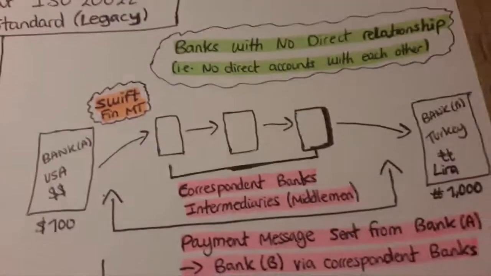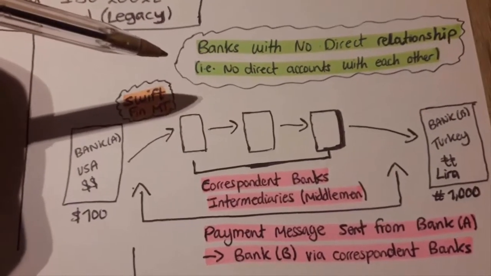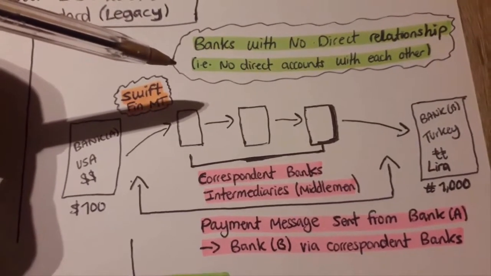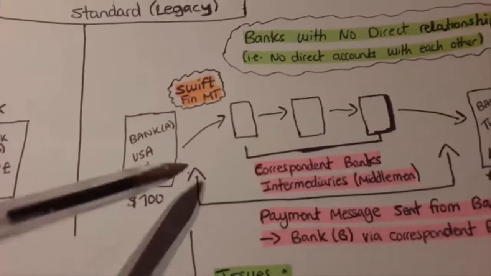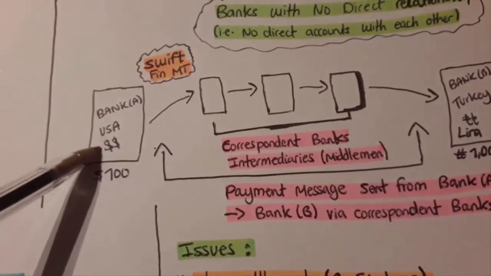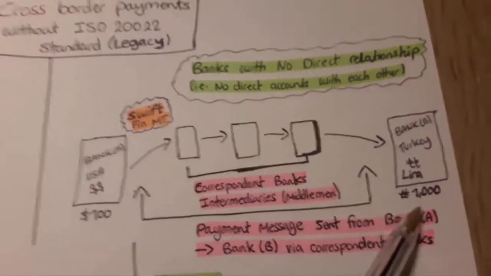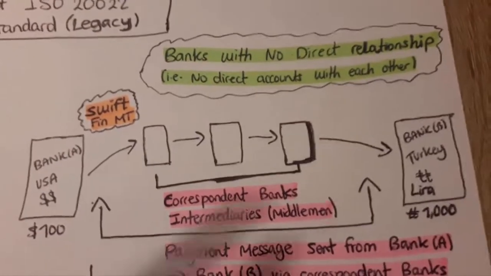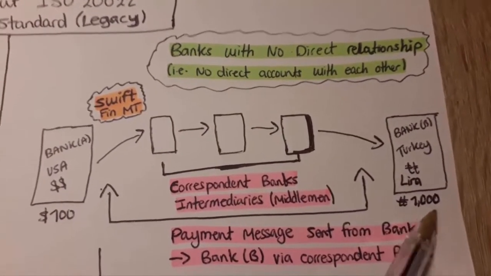So here is another example now of banks with no direct relationships. So there's no direct accounts with each other, because these two banks had direct accounts with each other. Now imagine an example of USA, for example, and someone wants to send over $100 to a bank in Turkey, but in lira, and that's going to be equivalent to 1,000 lira, for example.